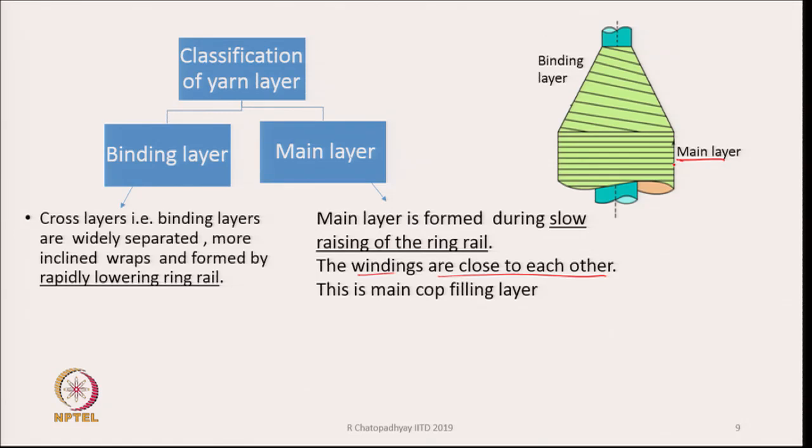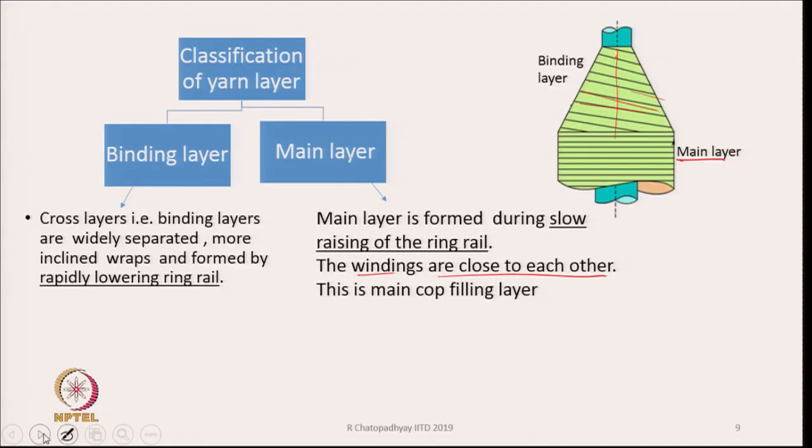But then when the ring rail is moving down, it moves down fast, and when it moves down fast, the angles that these yarns are making with respect to the axis of the bobbin are different. So, they are called cross layers or binding layers. They are more inclined and they form because of rapidly lowering the ring rail. So, we need to have these two types of layer.